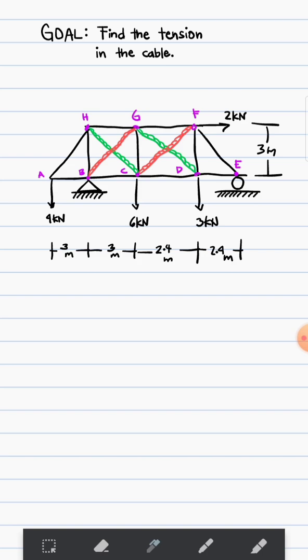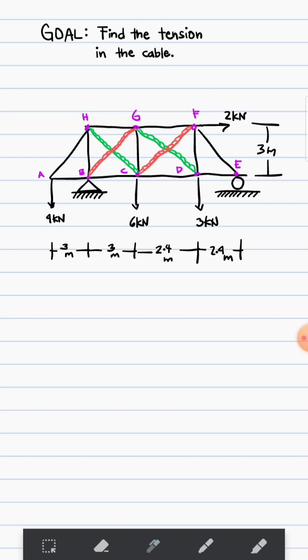HC is a cable, also BG, GD, and CF. So when you talk about cables, this structural member can only support a tension force. So you can imagine it as a rope. If you apply a tension on it, if you pull the rope, of course it will resist that force that you apply. But if you apply compression, on the other hand, you push on the rope, it will just bend and will not resist that force. So a cable can only support a tension force.